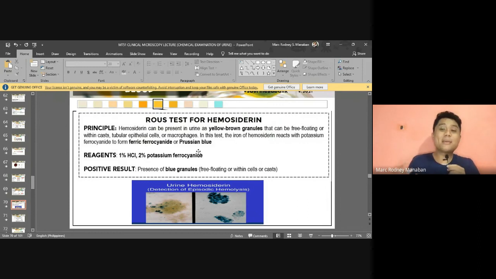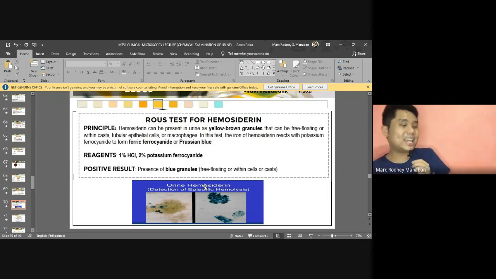We examine the urine under the microscope, ayan, and we look for this, no? Mga blue granules naka-attach sa mga cells or casts or free-floating. And that's positive for hemosiderin. Again, our reagents is 2% potassium ferrocyanide and 1% HCl.